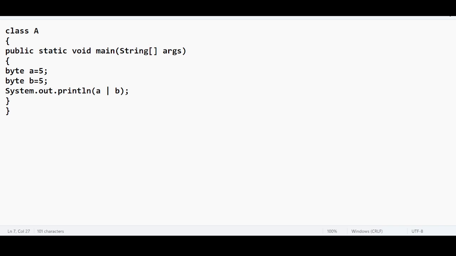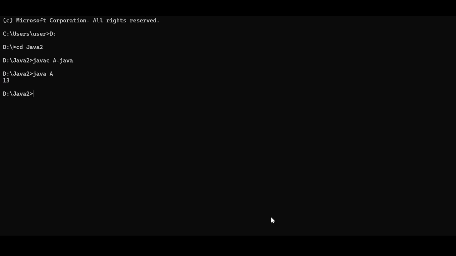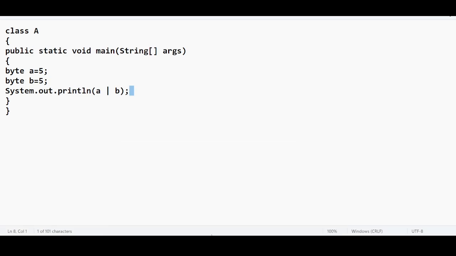Come on, I am giving you 15 seconds. A equal to 5, B equal to 5, and you want to find A or B. Do you have pen and paper next to you, or you don't have? 5. Output is 5, huh? Okay, let's see. Compilation is successful. Output is 5. Are you getting it, everyone?